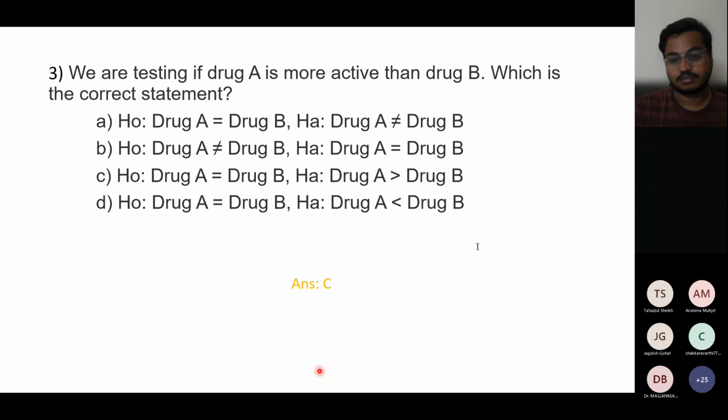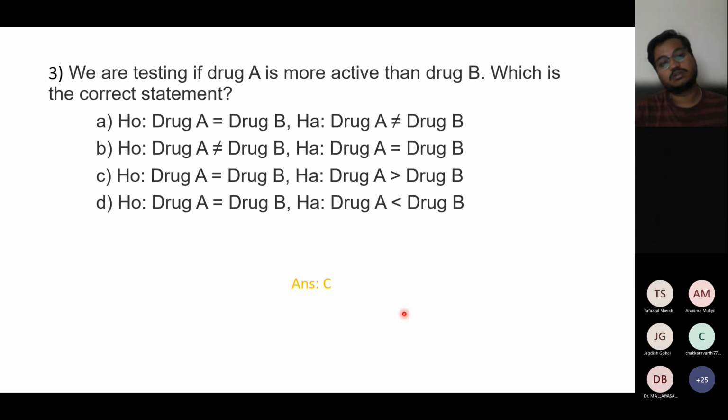So, sir, in question number 3, if in the exam the option comes that our null hypothesis is drug A is more active than drug B, and the alternate hypothesis is that drug A is less active than drug B, would this be correct?